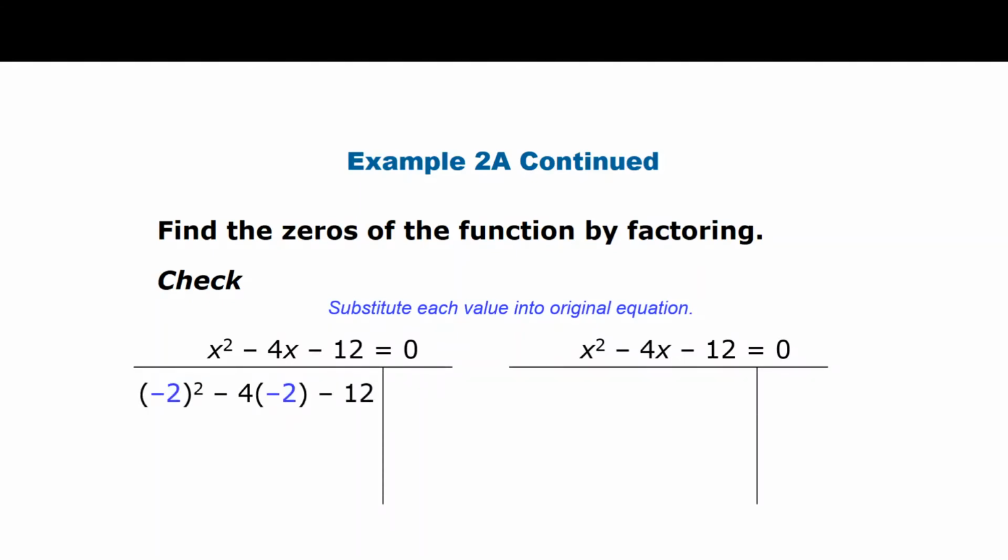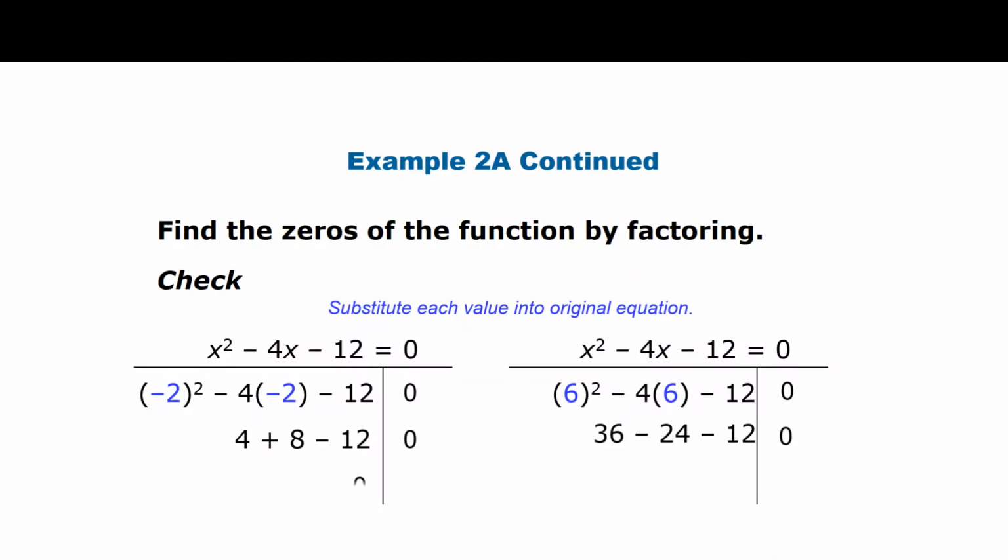So we said that x was either going to equal negative 2, or x could equal 6. And when we put them all together, we end up finding out that 0 equals 0, and that's true. And the other side, 0 equals 0, and that's also true.